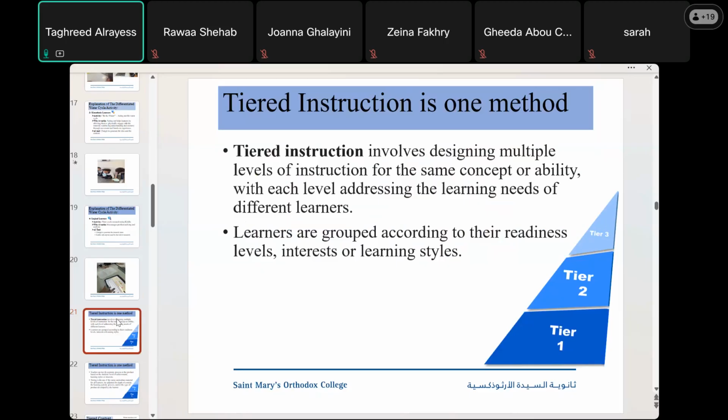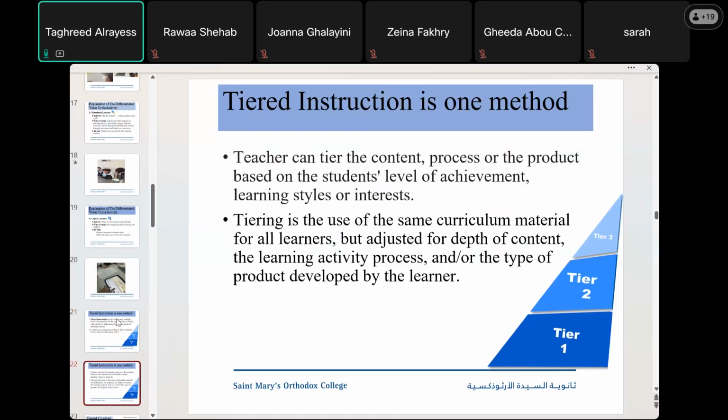Tiered instruction is all about designing different ways or levels of instruction to teach the same concept while addressing the learner's different needs. So in other words, learners will all be learning the same concept, but you will be offering different pathways that they can follow to learn this concept. Teachers can tier the content or the process or the product, and they can create different levels of the content, the process, or the product that they want to apply and use in their classroom based on the learner's different levels of achievement or their different learning styles or interests.